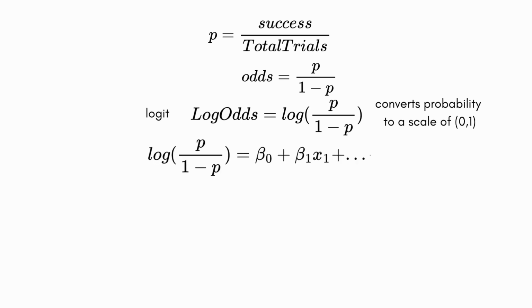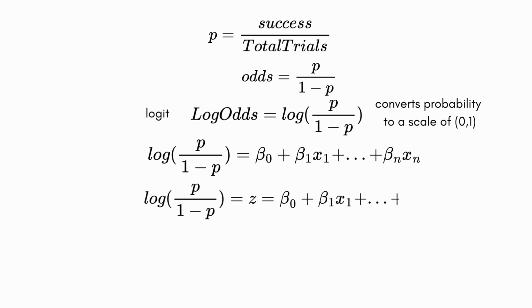Logistic regression assumes a linear relationship between the predictors and log odds, not the probabilities. This way, the coefficients directly represent how predictors change the log odds. In logistic regression, we model log odds linearly. We invert it to get the probability via the sigmoid function.